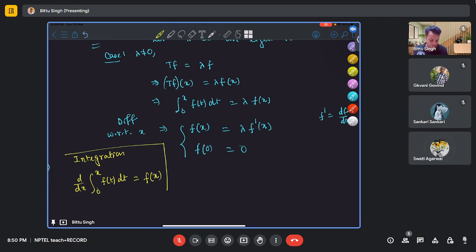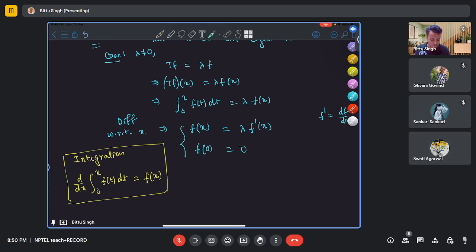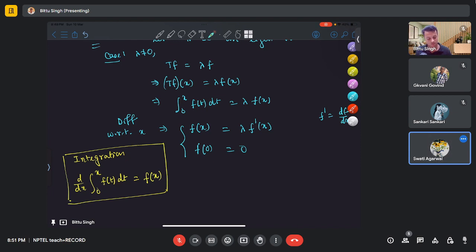This is an interesting theorem in real analysis. This is very, very interesting. You can prove it using partitions, all those things, the Riemann integral. Or otherwise, if you are not comfortable with this, just blindly apply that integral.